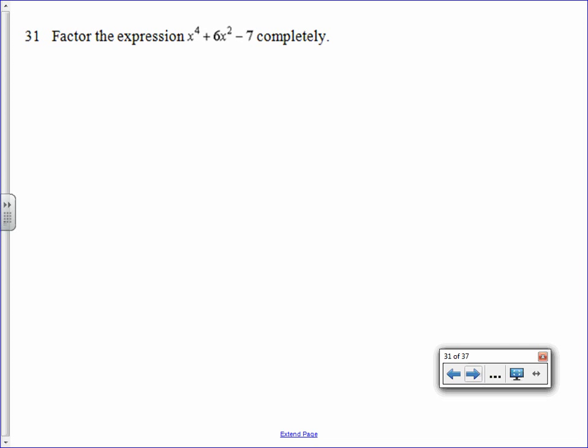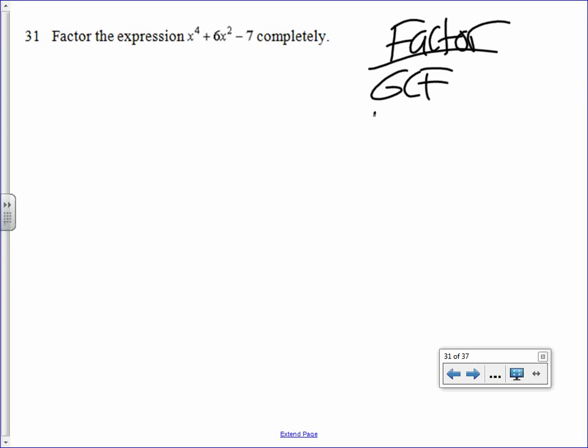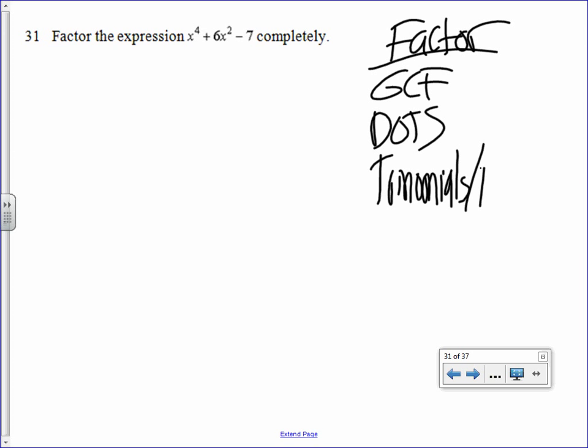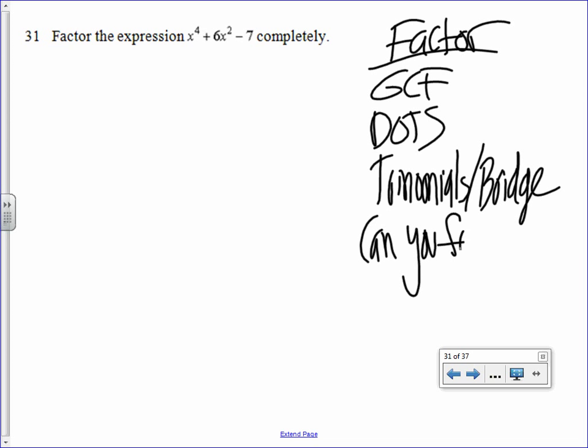Well, we have our song for factoring. You practice factoring, you're good. You don't practice it, you are not going to be good. Factor: GCF, difference of two squares, trinomials, bridge. Can you factor any further?